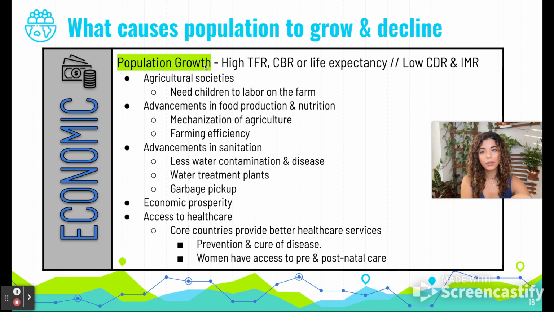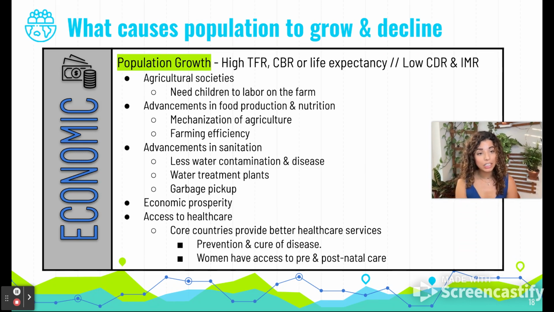So population growth. In agricultural societies, children are typically needed to help with the farm. So the tendency was to have larger families. Also, advancements in food production and nutrition helped to support larger populations. So once agriculture became mechanized, it made it a lot easier to grow more food to support more population, a lot more efficient farms.